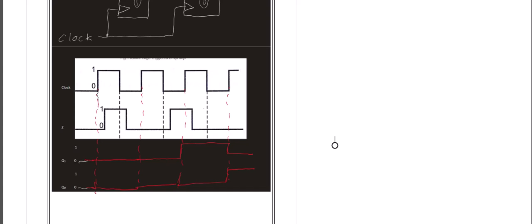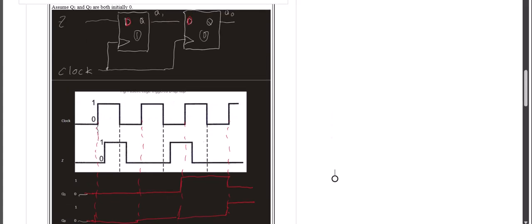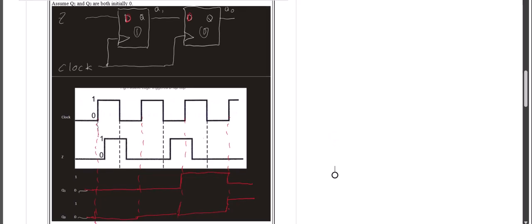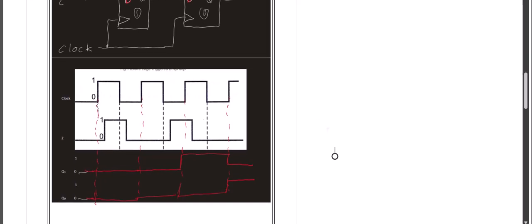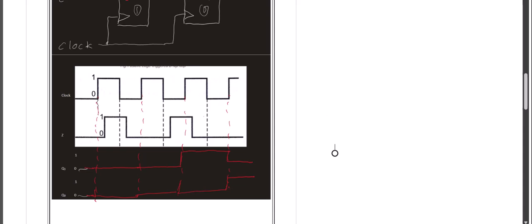Oh, okay. Wait. I understand how to get Q1. It's just following the regular D flip-flop, right? Right. But then Q0, its input is Q1. So rather than looking at this Z, it looks at Q1. Oh, then I'll look at the clock. The clock is on, so it's 1. Okay, so it only changes on the clock edge.